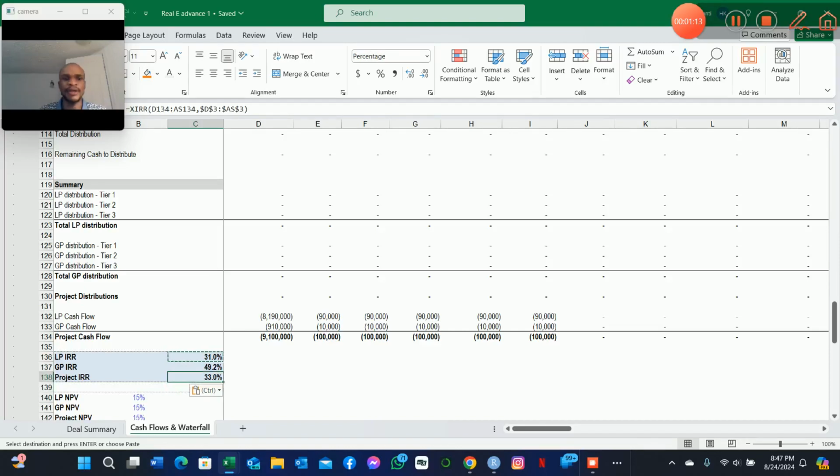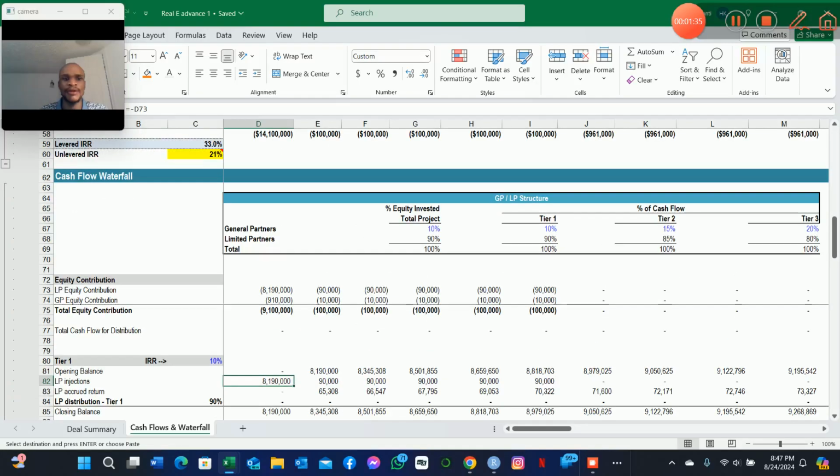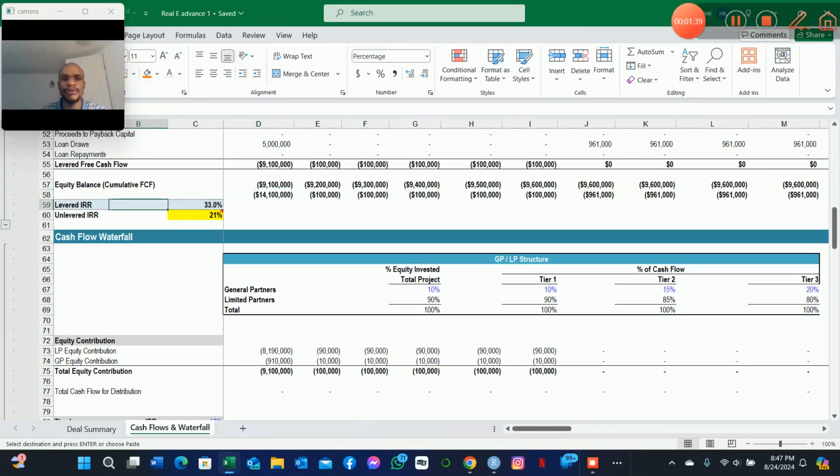And as you can see, the GPs hit a rate of return more than the entire project, 49.2, approximately 50%. And for the LPs, they hit a rate of return of 31%, and for the entire project is 33%. As you can see, we've modeled it in such a way that after these distributions, the rate of return is equal to that which we determined for the levered internal rate of returns over a year.